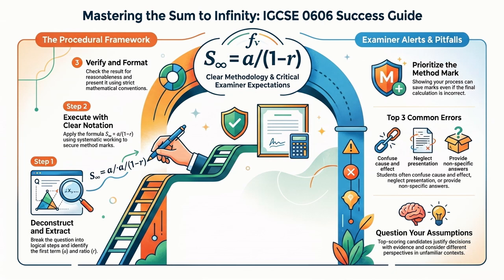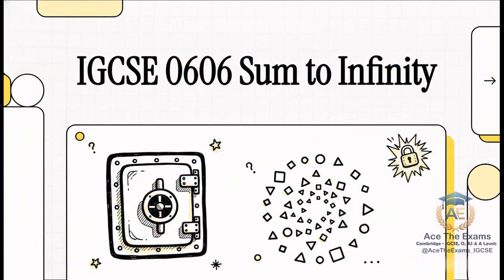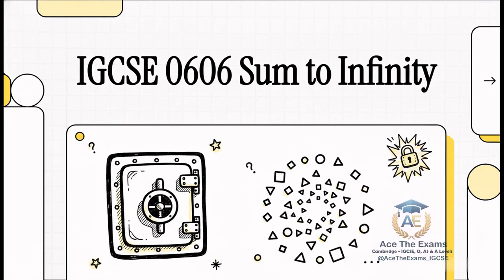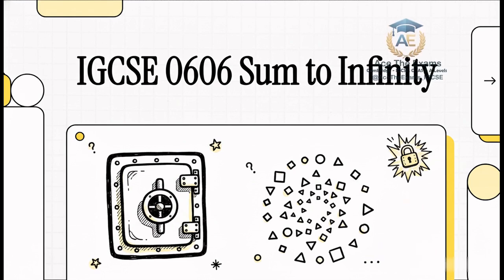Imagine, for a second, stepping into a vast visual memory palace. Every single room holds a different mathematical concept, but today, we're walking straight past the basics and unlocking the vault for the Cambridge IGCSE Additional Mathematics Syllabus 0606. In this explainer, we're going to zero in on exactly how to secure maximum marks for one of the most notoriously tricky topics on the paper, the sum to infinity of a convergent geometric progression.